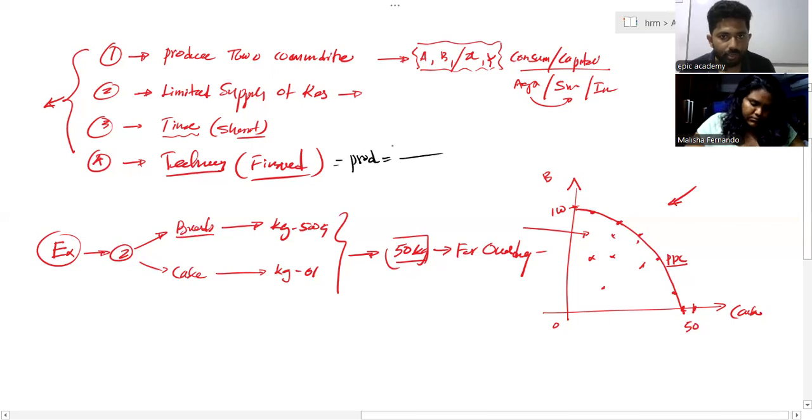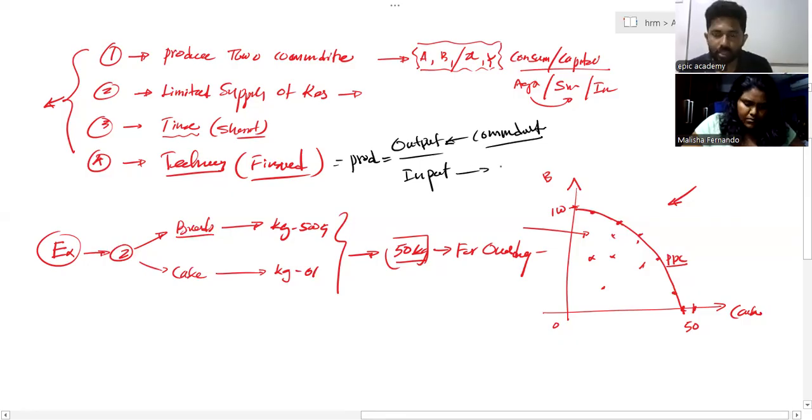Productivity equals output divided by input. This output means the final production; it must be commodities. Commodity means goods or services. Input means the production factors, or production resources, which we are going to use for production purposes. Factors of production.